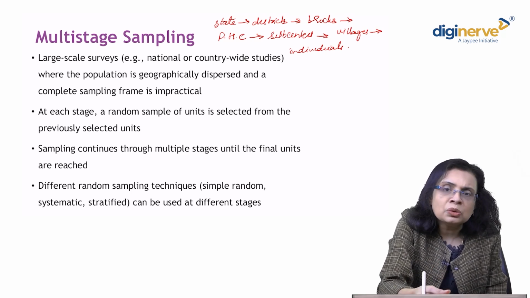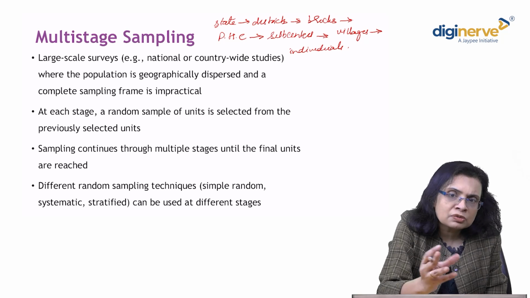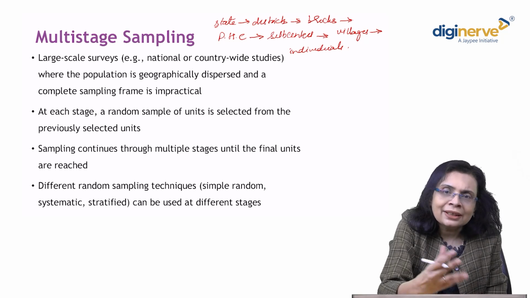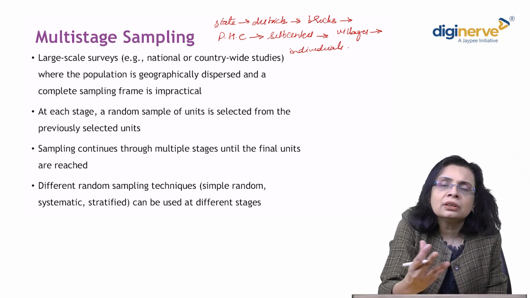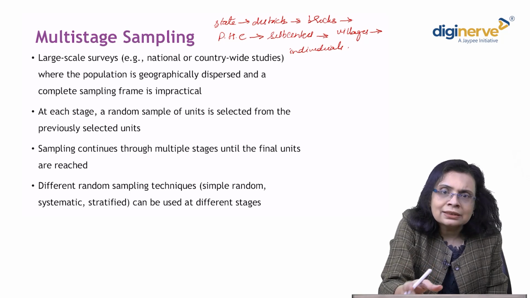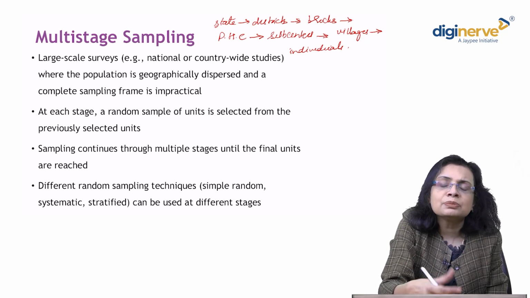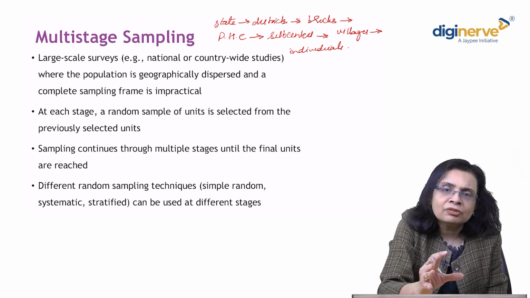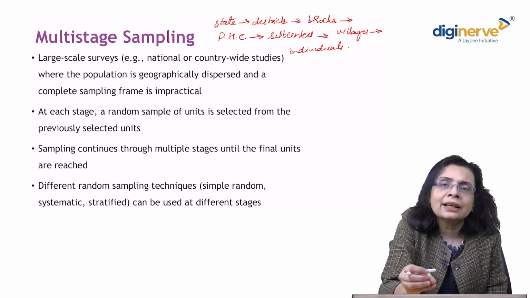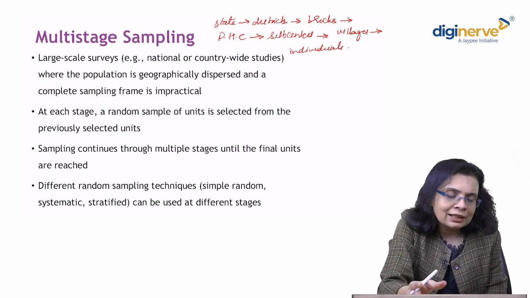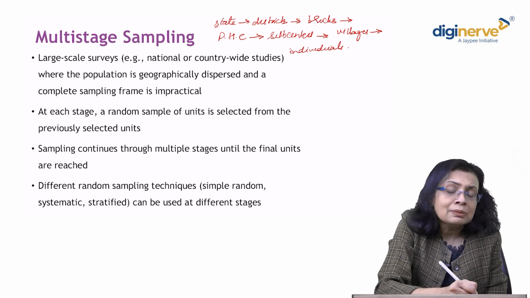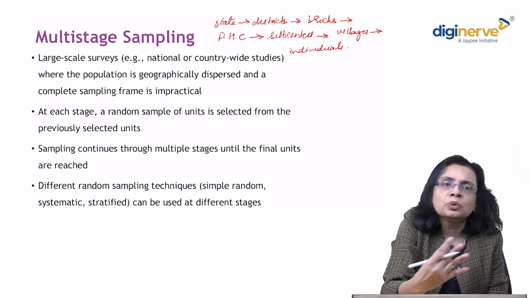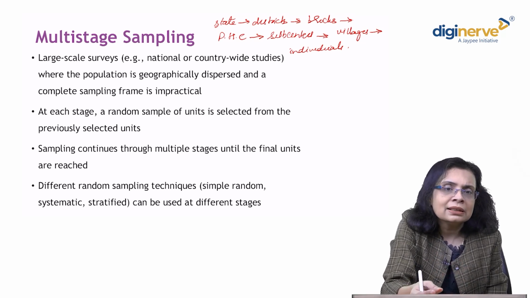Then stage 2, you will select some random blocks from those districts. Then from those blocks, you will select some random primary health centers, subsequently sub-centers, subsequently villages, and then from the villages, you will select the individuals on a random basis. So this is the multi-stage sampling where you do it in several stages until the final units are reached.